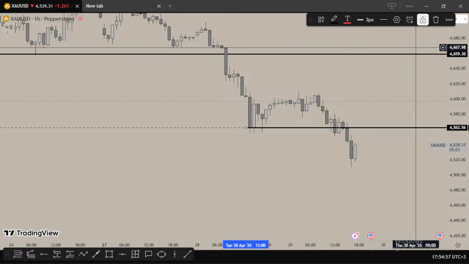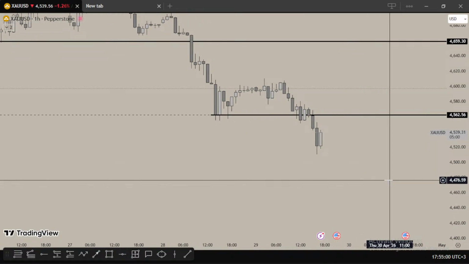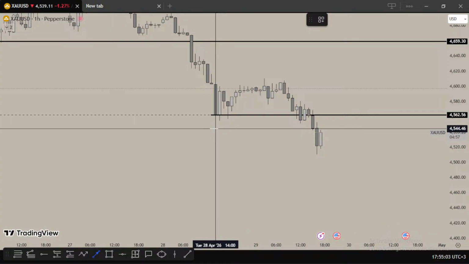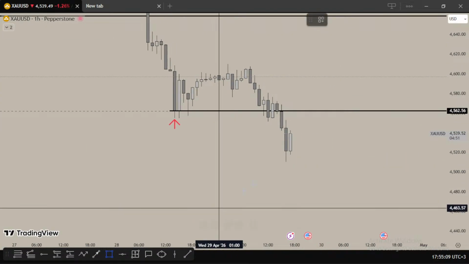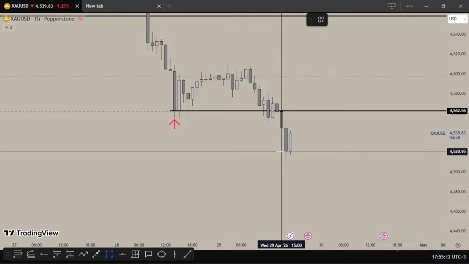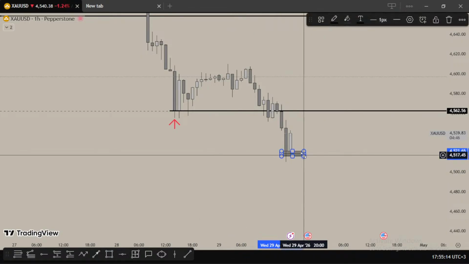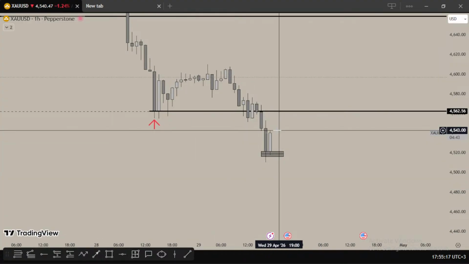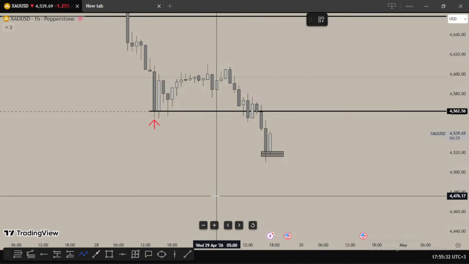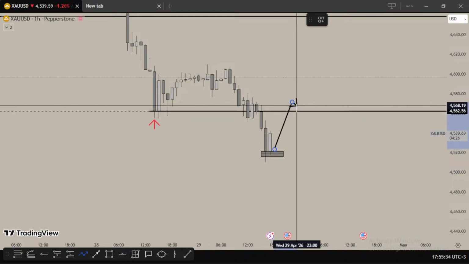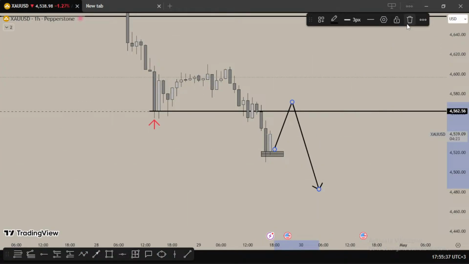Guys, let me tell you something. Price is behaving as it should. We are having buyers at this area. So what price might do is maybe form another low, then we have a correction back up to this level, then price is going to continue to the downside.